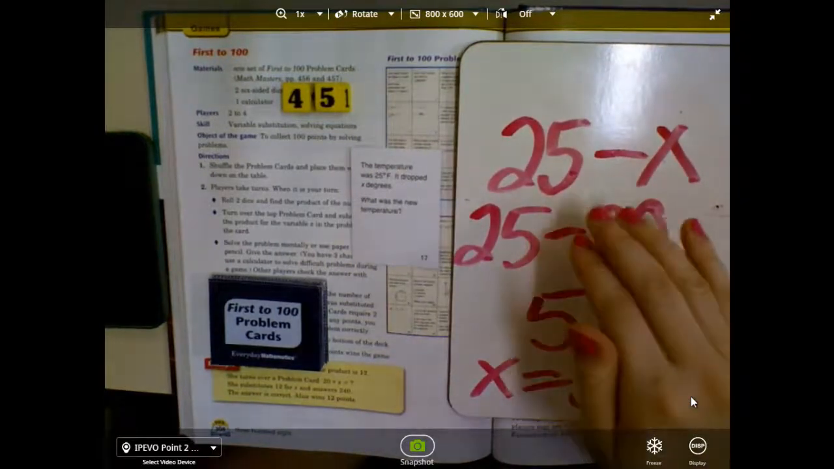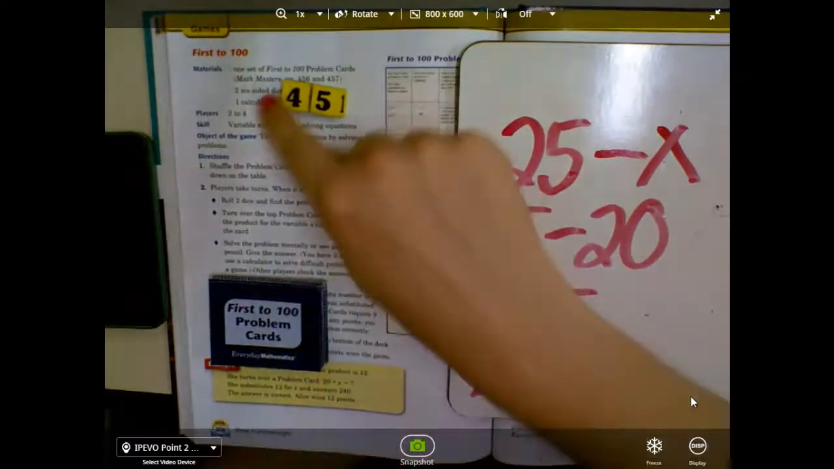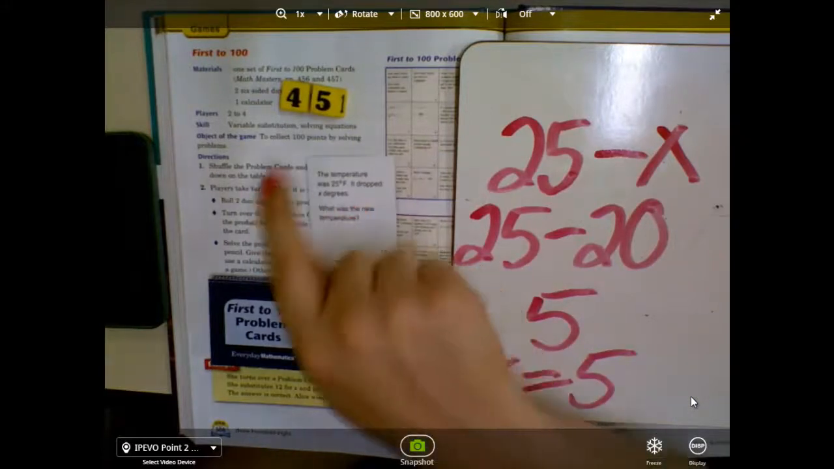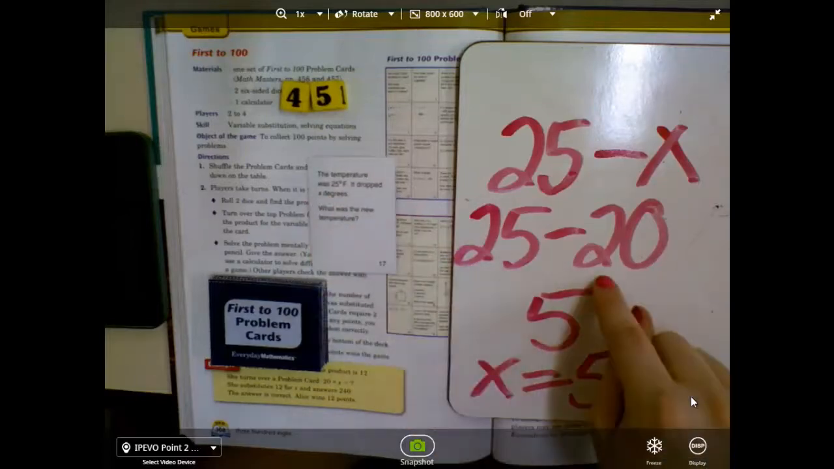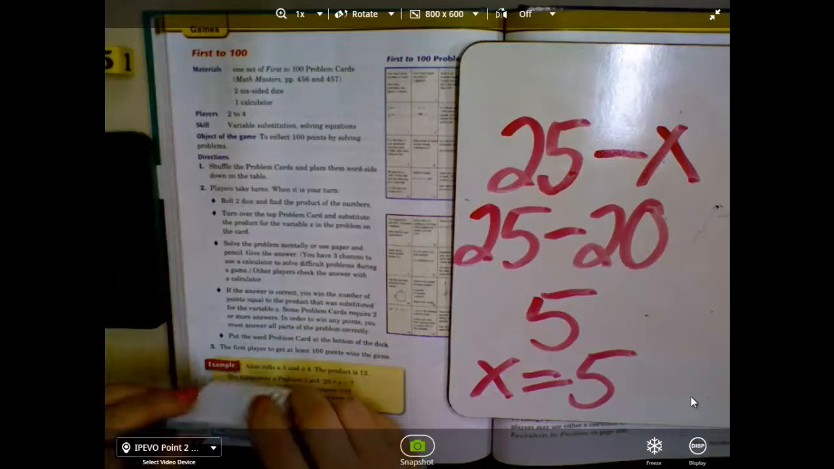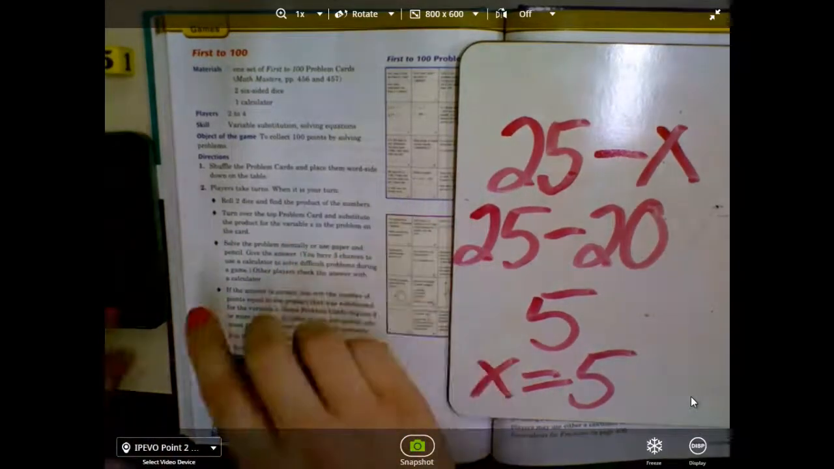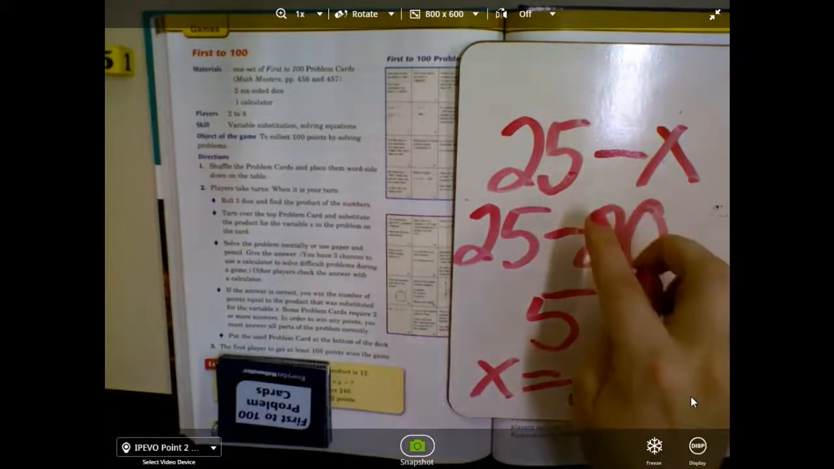Now you will have a whiteboard, you and your partner, or a piece of paper that you can solve on. So when it's your turn, the steps again are to roll the dice, find the product of the 2 numbers shown, flip over a card, insert the product into where the variable is on your card, and solve. After you have solved, you give your answer to your partner. You have 3 chances to find the answer, and you may use a calculator. You may work it out.